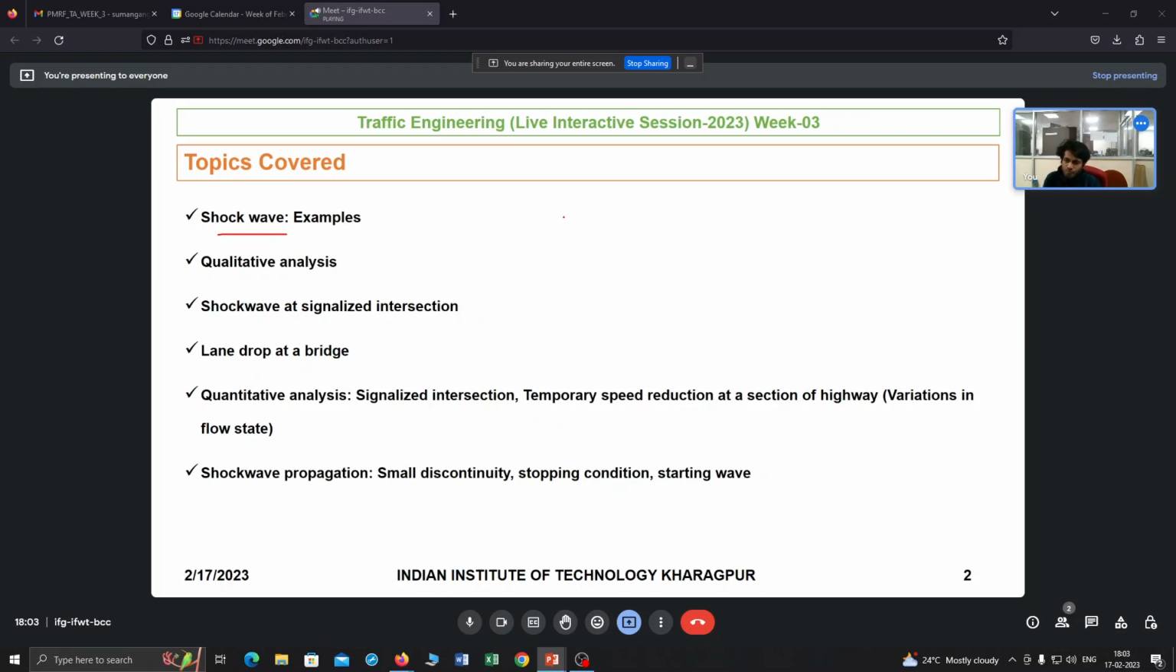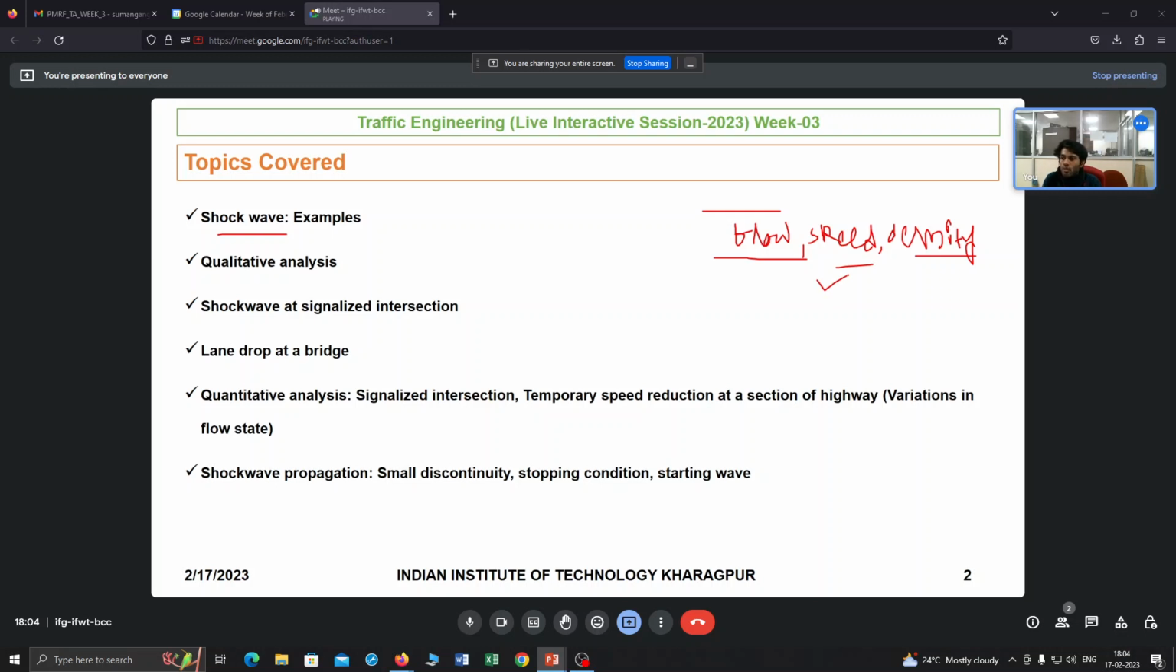So what is a shockwave? Basically, a shockwave is the demarcation between two flow state conditions. We have already talked about what a traffic stream is and what the traffic stream parameters are. Here we have 3 parameters: traffic flow, the speed of the traffic stream, and the density of the traffic stream. These are the macroscopic fundamental parameters.